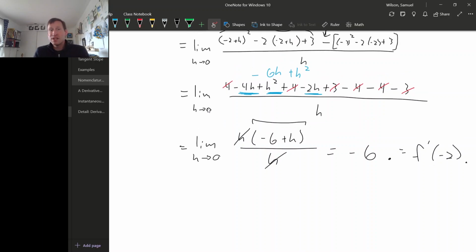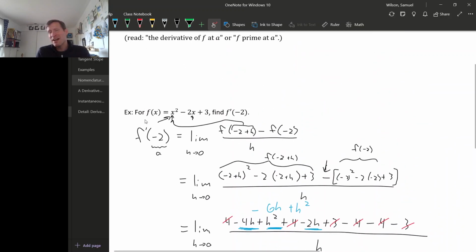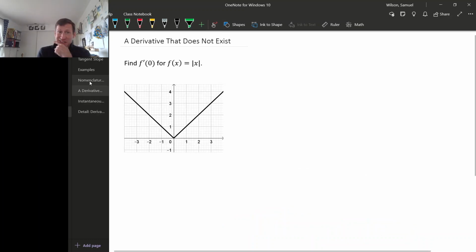All right, so for this particular example, we kind of knew ahead of time that since this is a parabola, it should have a tangent line everywhere, and in particular at this x value, and that tangent line will have a certain slope, and so this limit should exist. But what if that doesn't happen? What if you don't have a nice tangent line? So let's look at an example where a derivative doesn't exist.